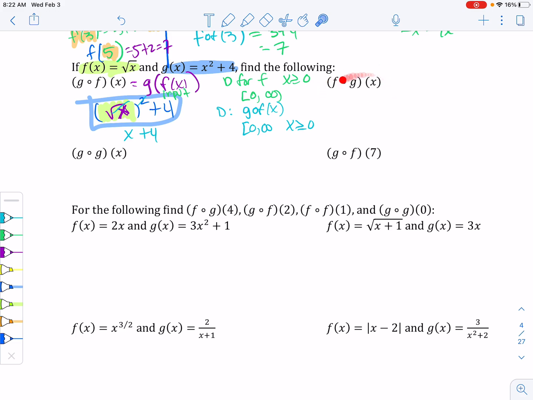If we look at f of g of x going the opposite direction, so we want f of g of x, our g of x is the input. Then f is what we're writing first, so I'm going to do the square root of whatever our x is, and then we're plugging in our g value, which is x squared plus 4.